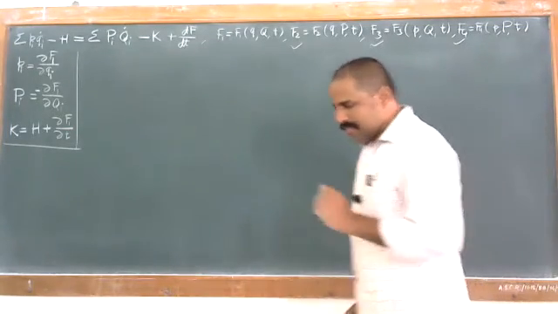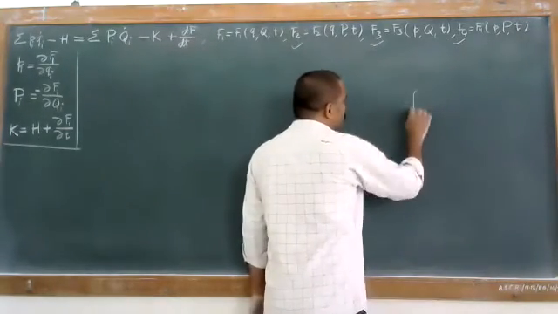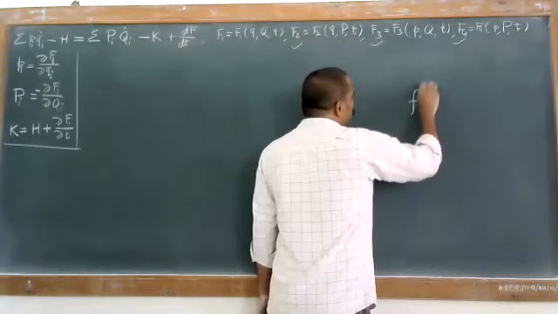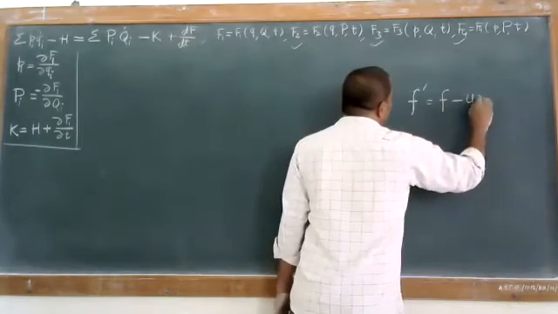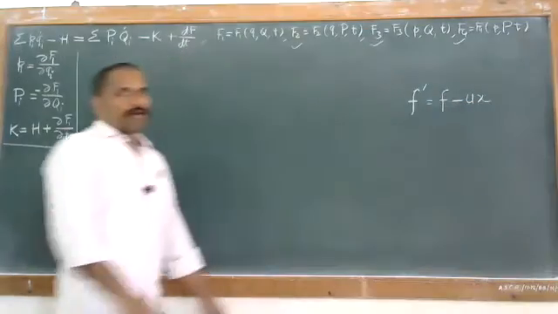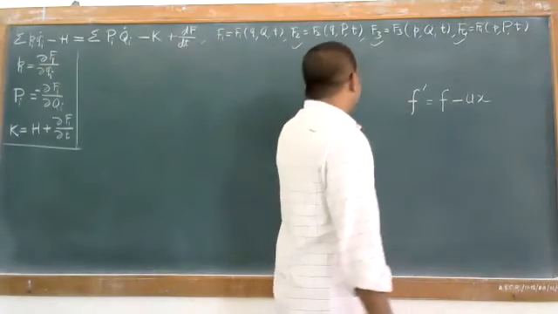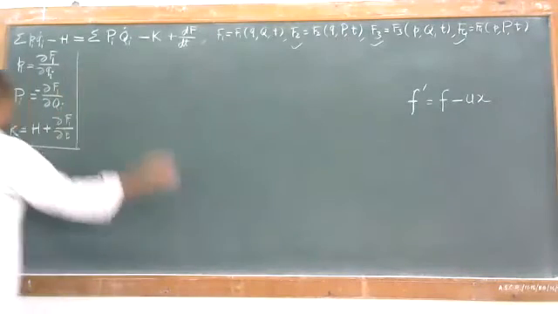The first thing is that we have a Legendre transformation. What is that Legendre transformation? This Legendre transformation is F dash is equal to F minus ux. Right, keep this in mind. From this we now have to look at the second function, so for that we look at this point.